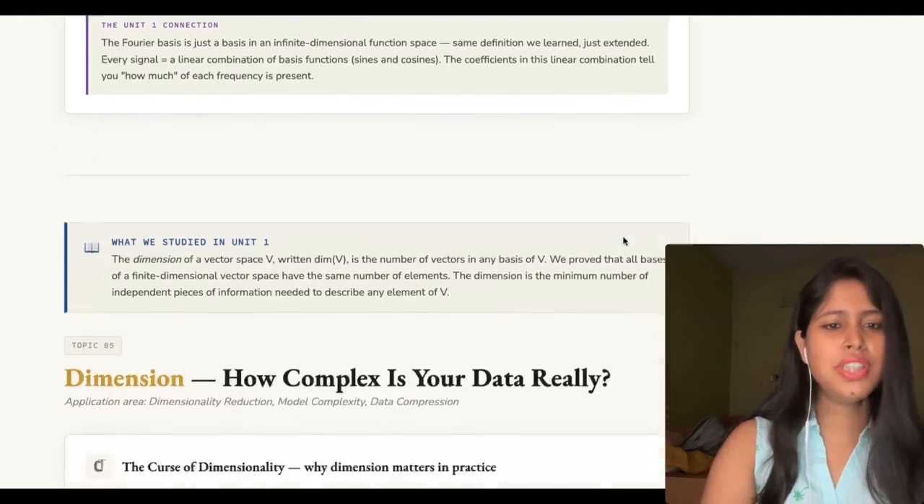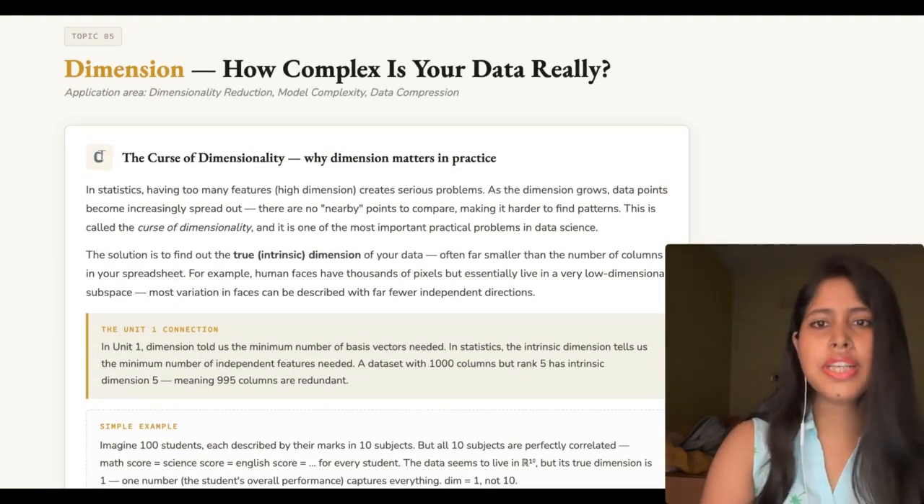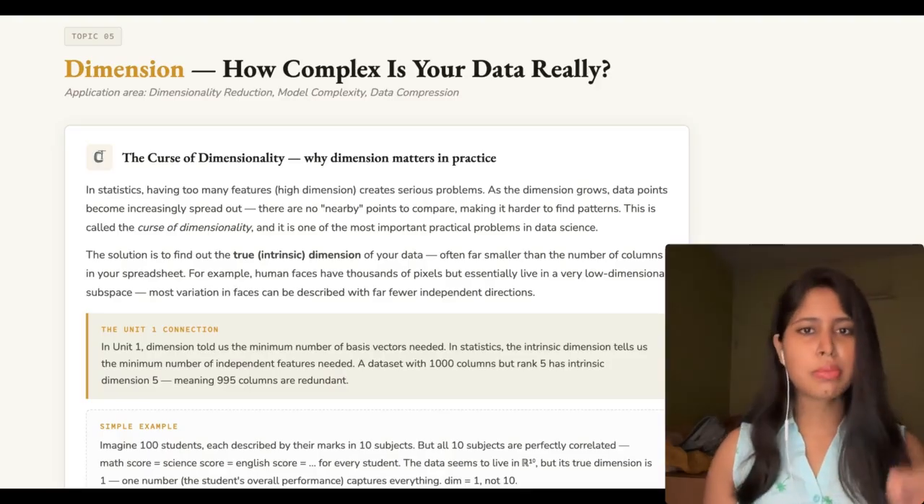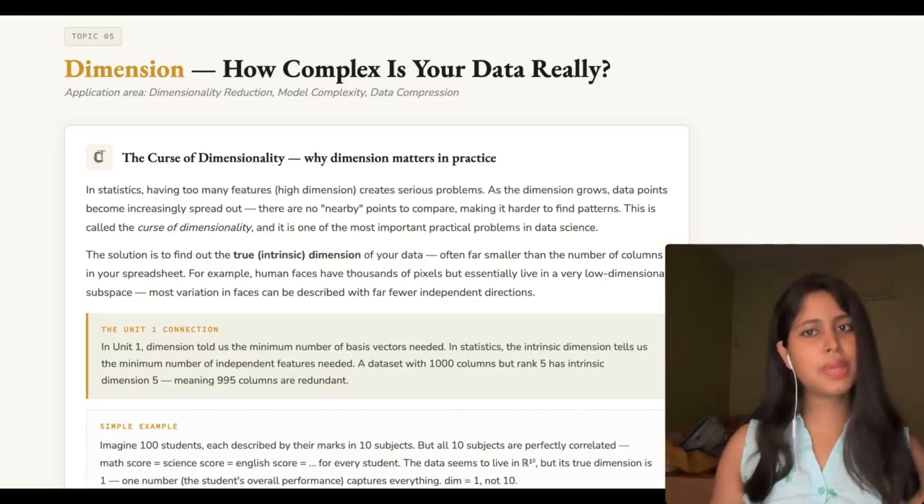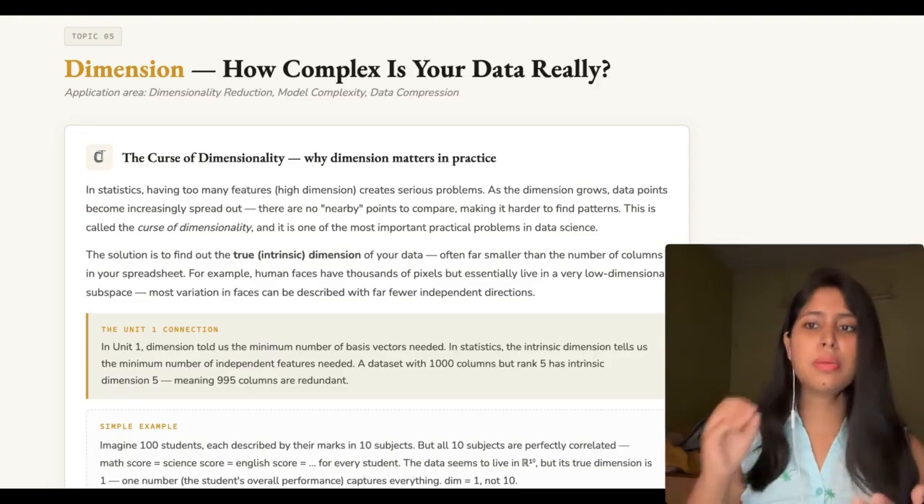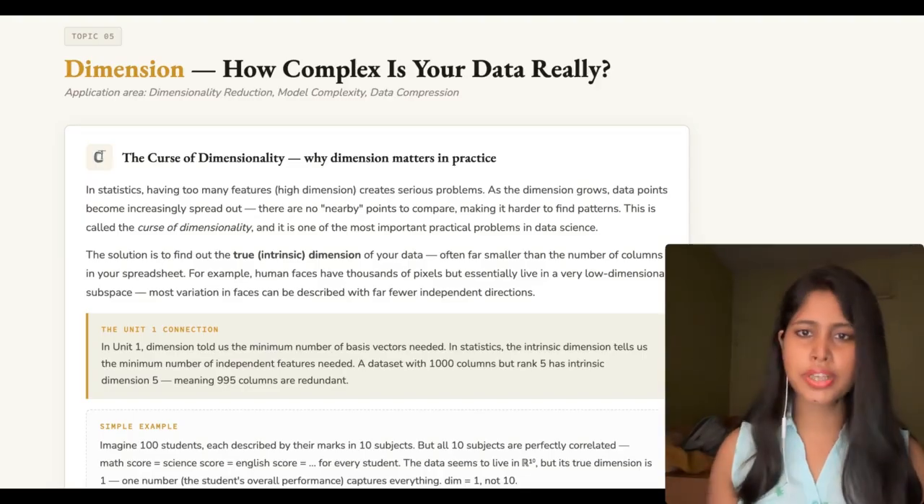Now we will come to dimension. This is our second last topic. We are almost there. We proved in unit 1 that the dimension of a vector space is the number of vectors in any basis. Crucially, all bases have the same size, so this number is well defined. Dimension is the minimum number of independent coordinates you need to uniquely describe any point in the space.